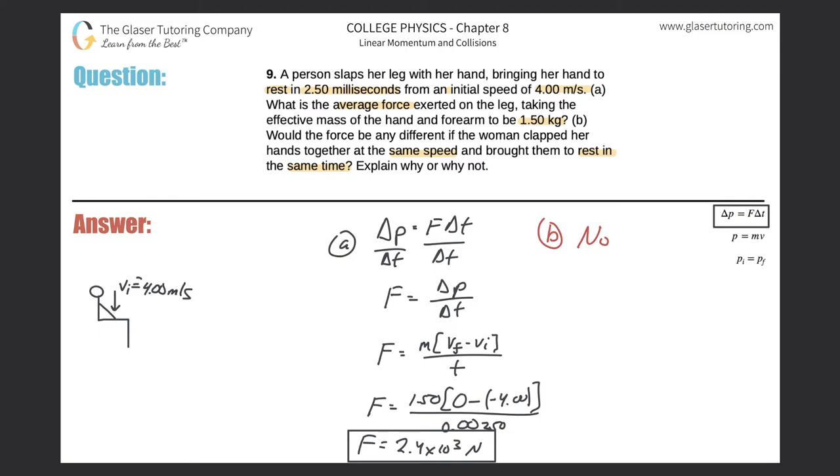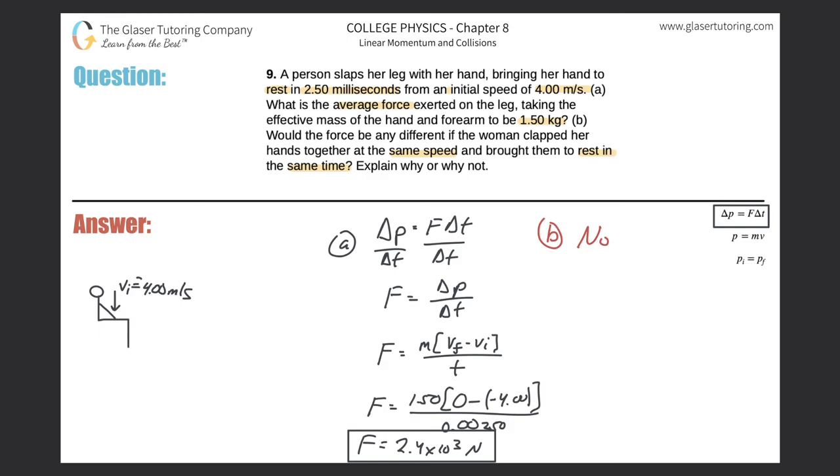The reason why is because if you look at this formula, the formula tells us that the force applied will be equal to the change in momentum divided by the change in time. So if these two variables are the same, then the force should also be the same. Let's think about it. Did the mass of the hand change at all? No, still the same hand. Did the final velocity change? No, it still came to rest completely. And did the initial velocity of the hand change at all? No, it did not. The initial velocity was still 4 meters per second.